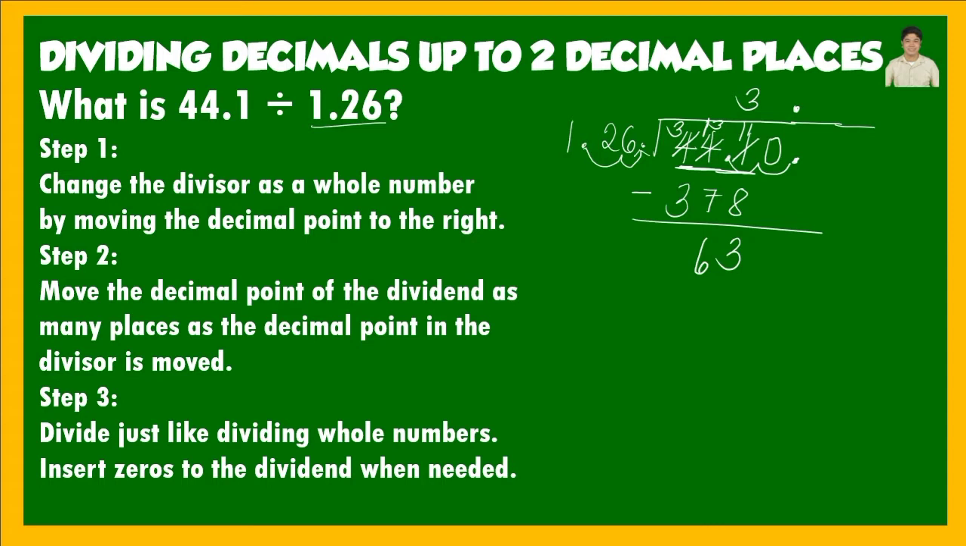And then, next, bring down natin yung 0 natin, yung in-add natin kanina, magiging 630. Now, 630 divided by 126 will have 5. Ayan. So, 5 times 126, that is 630. Therefore, our remainder is 0. So, to check if our answer 35 is correct, just simply multiply 1.26 by 35.